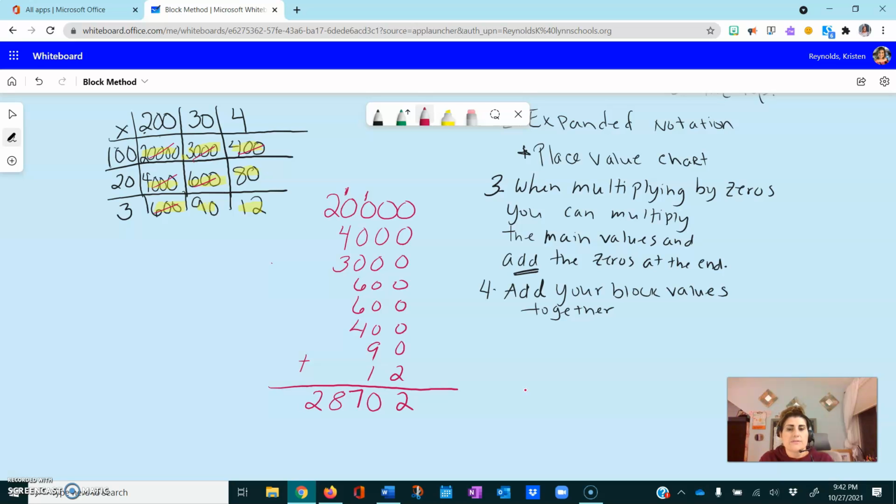All right. And then after 3, counting from right to left is 1, 2, 3, comma. So my complete answer would be 28,702. And that would be how I use the block method. All right.